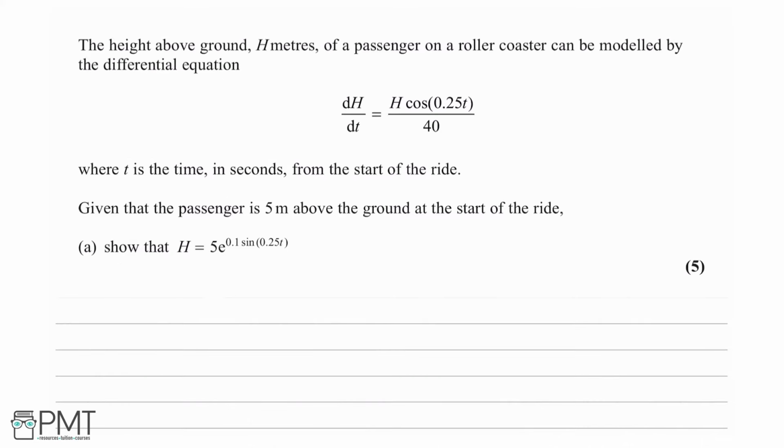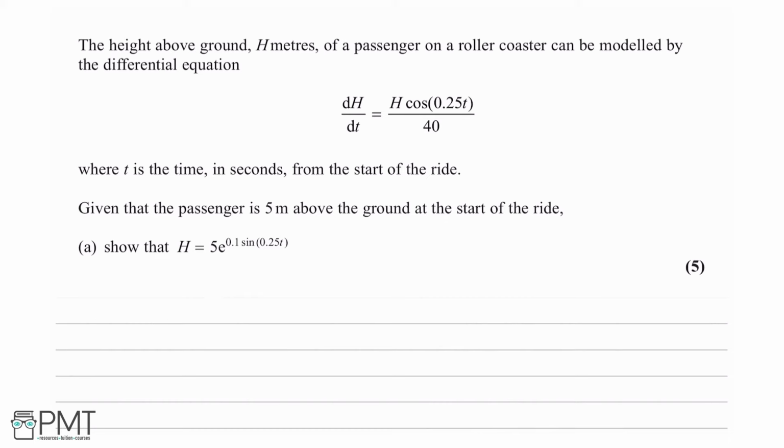Height above ground, h meters, of a passenger on a roller coaster can be modelled by the differential equation dh by dt equals h cosine of 0.25t all over 4t, where t is the time in seconds from the start of the ride. Given that the passenger is 5 meters above the ground at the start of the ride, part A is asking us to show that h equals 5e to the 0.5 sine of 0.25t, for 5 marks.